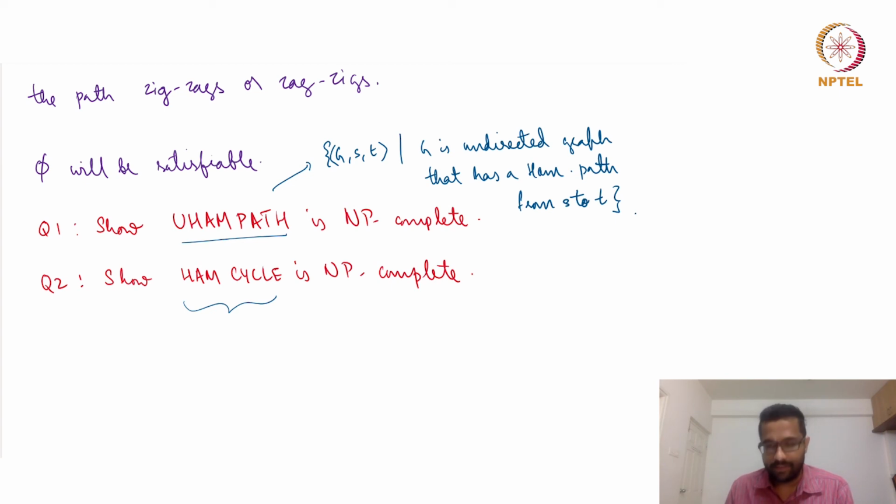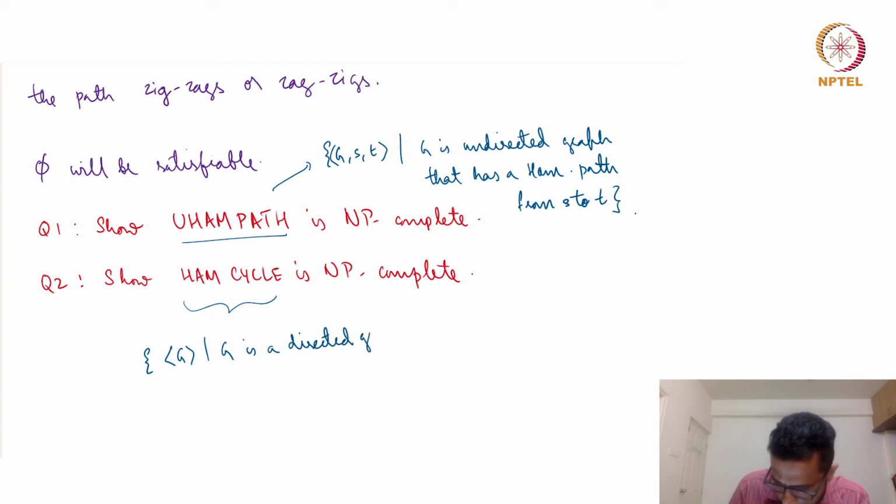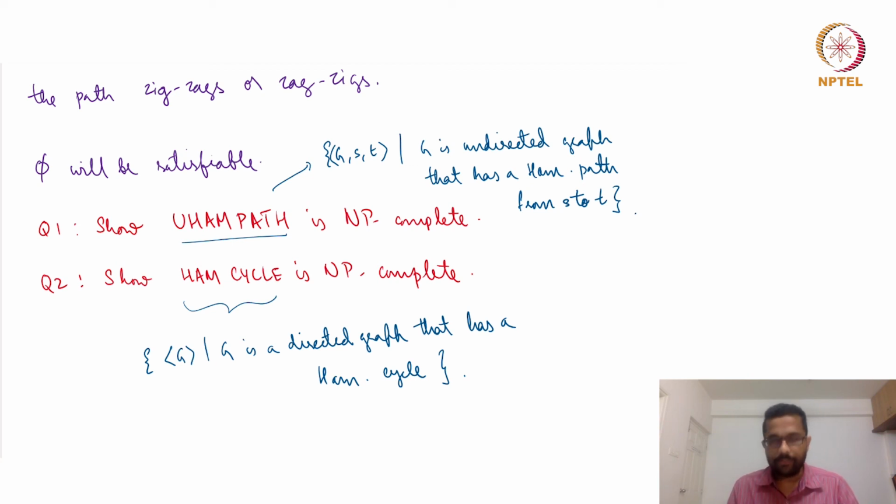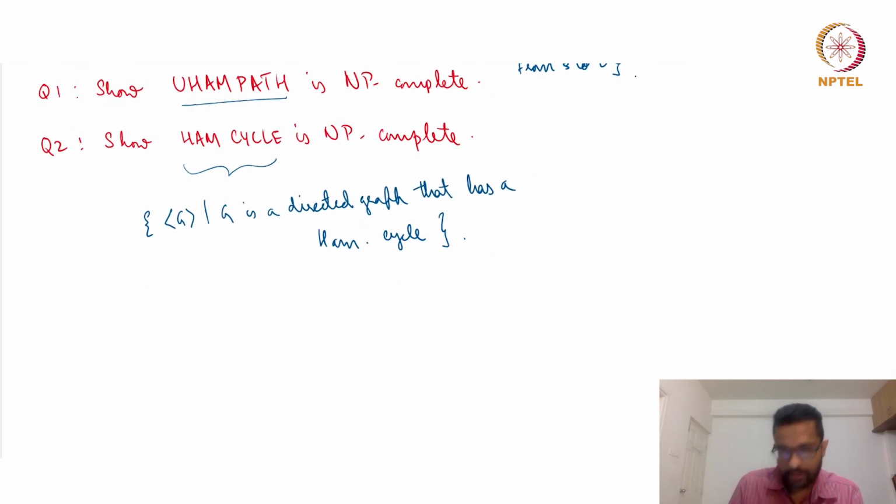This is not that difficult. There is a reduction from Hamiltonian path, and Hamiltonian cycle. G is just a graph, so there is no S and T. It's a directed graph that has a Hamiltonian cycle. What is Hamiltonian cycle? Hamiltonian cycle is a cycle that goes through all the vertices exactly once. So there is no ST designation.